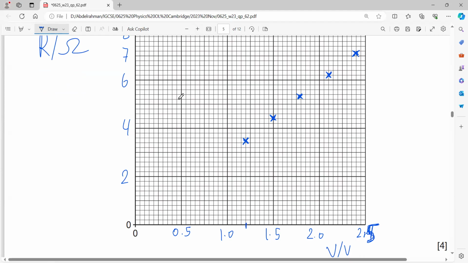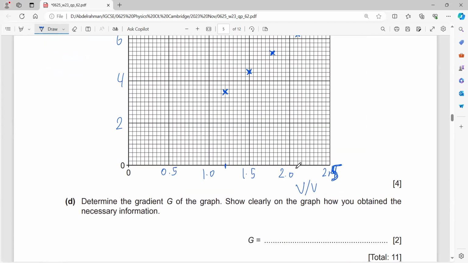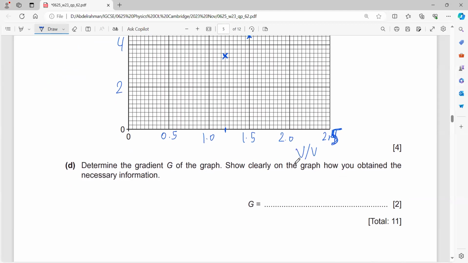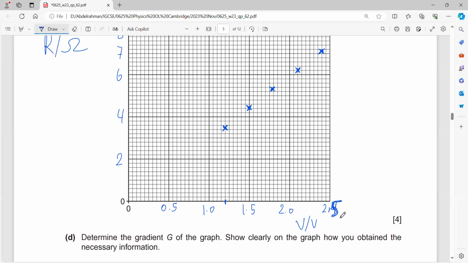Is zero, zero a point I have here? No, it's not on the graph. So I don't have to start from 0,0. It could pass through the origin, and it could not pass. Maybe, I don't know. But I should make sure they all approximately pass through the line. With this line it could actually pass through the origin. It could be quite close to the origin. Something like that.